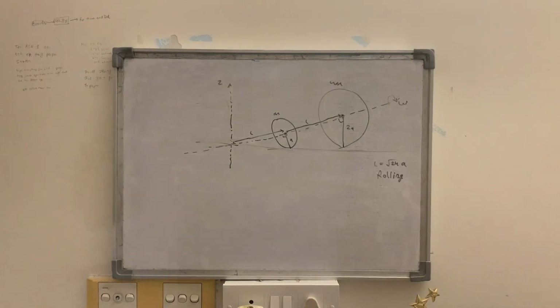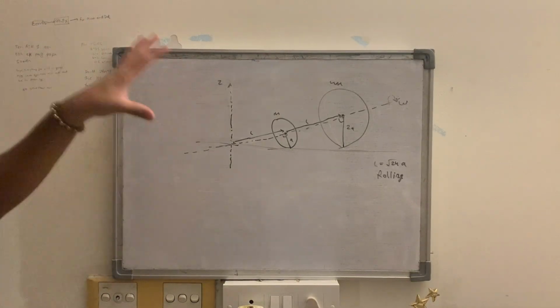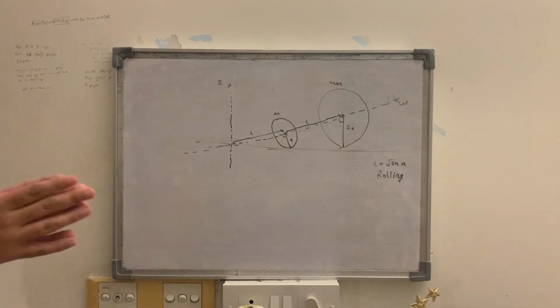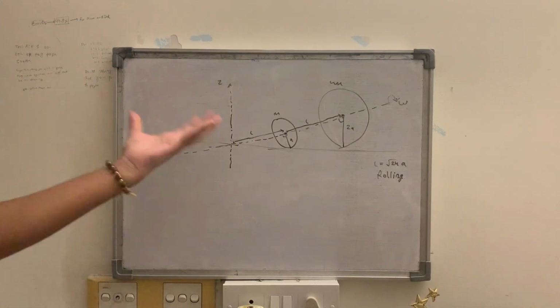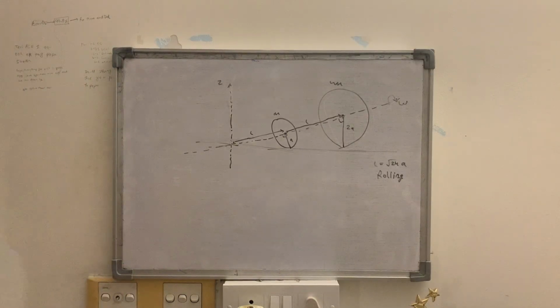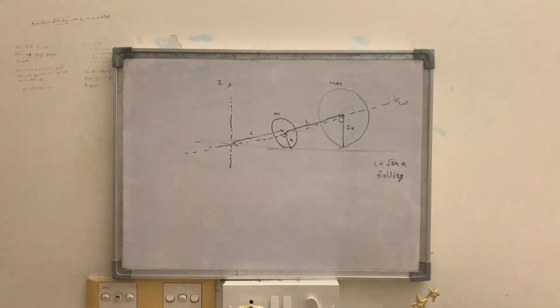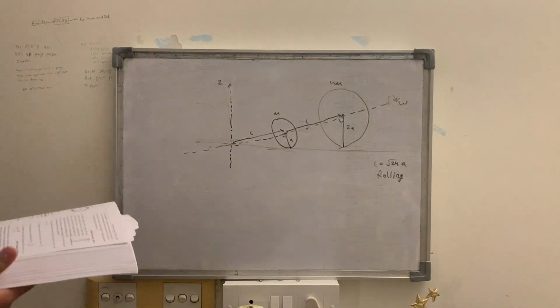Hello everybody, today we are going to solve the famous JEE Advanced 2016 question, which is said to be the hardest question of JEE Advanced ever. This is of rotational motion, and I'm going to solve it and try to explain it to you as best as I can.